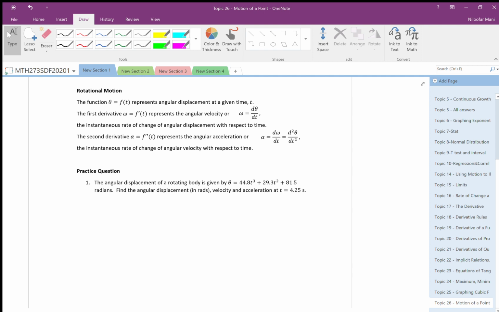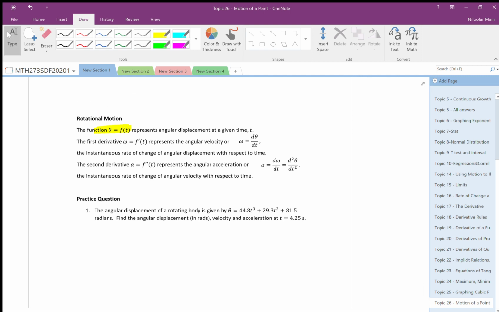Okay, see, I have a function for rotational motion. The function, I usually show it with theta. Okay, theta is f of t. This is rotational motion. Angular motion, when something is just going in a circle. Look at this. For example, I start from here and it goes around the circle. So this is something moving rotationally, like for example a wheel.